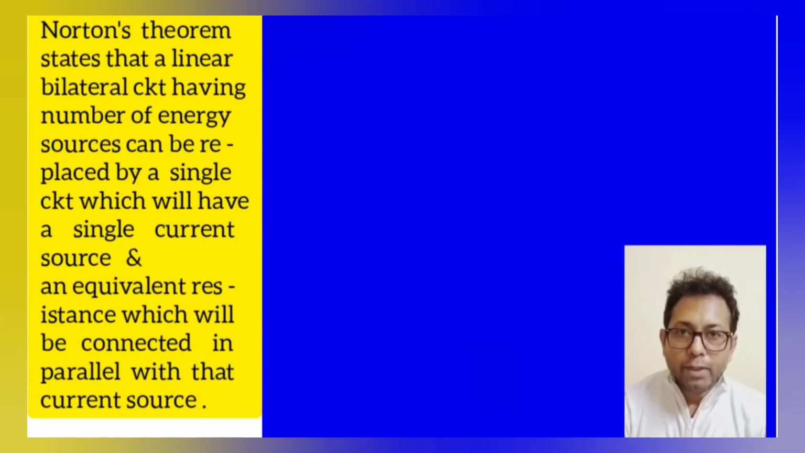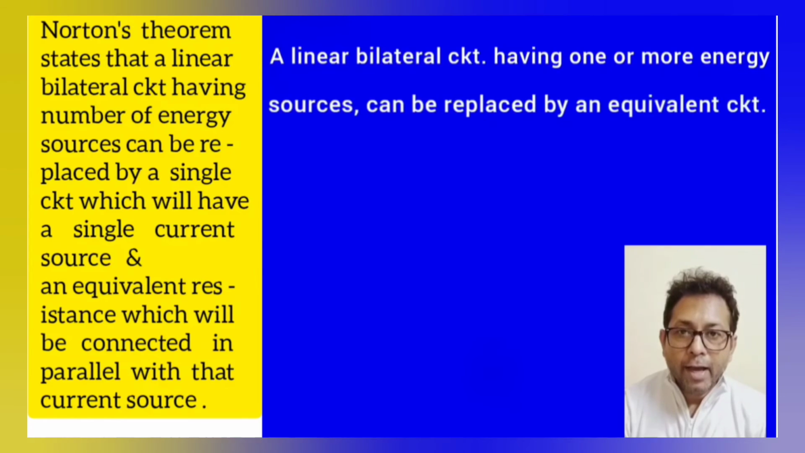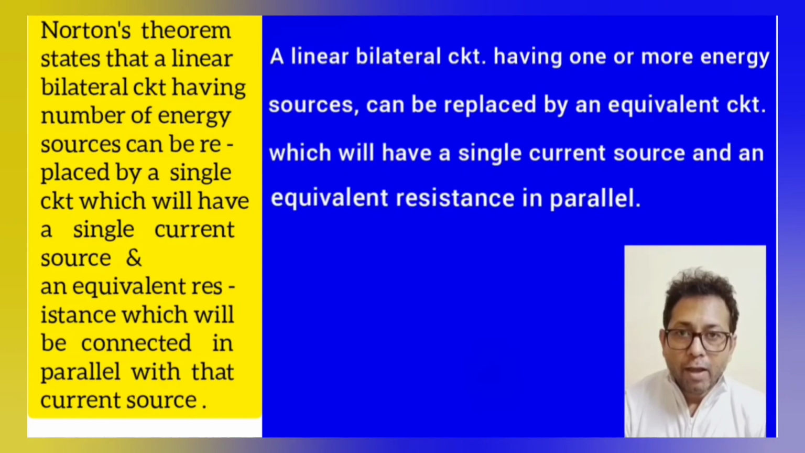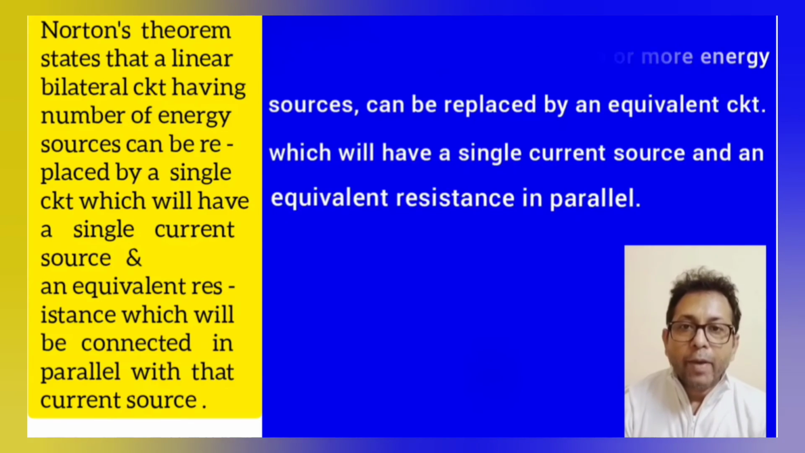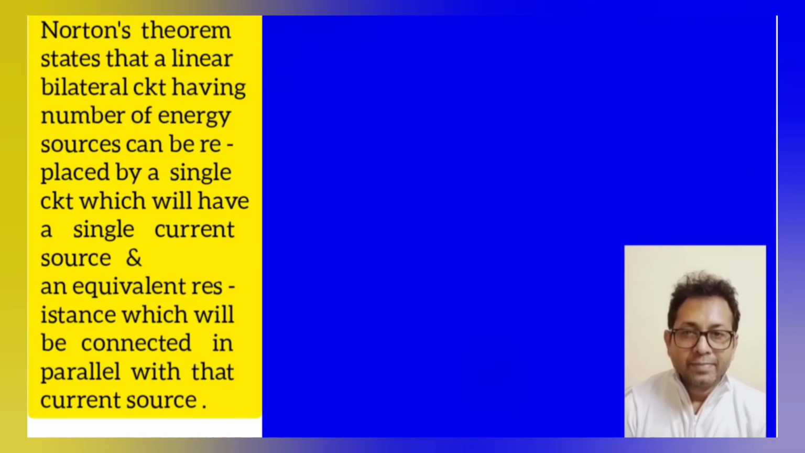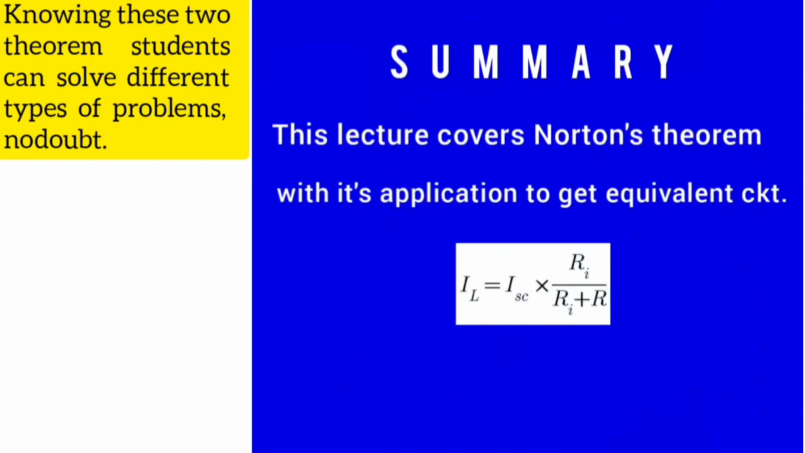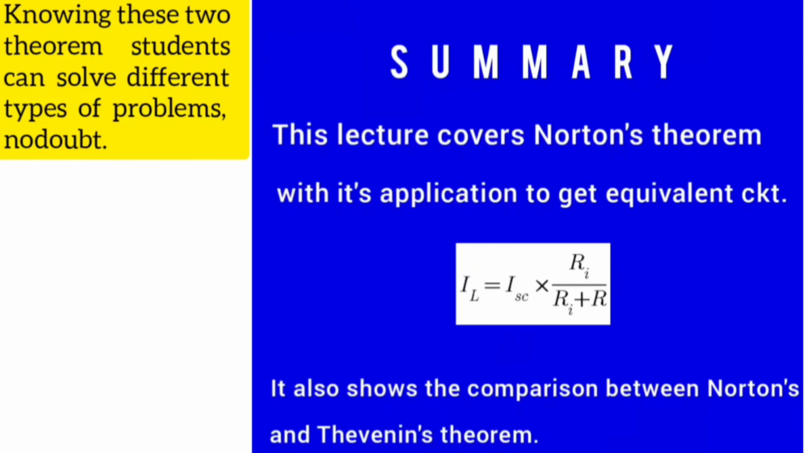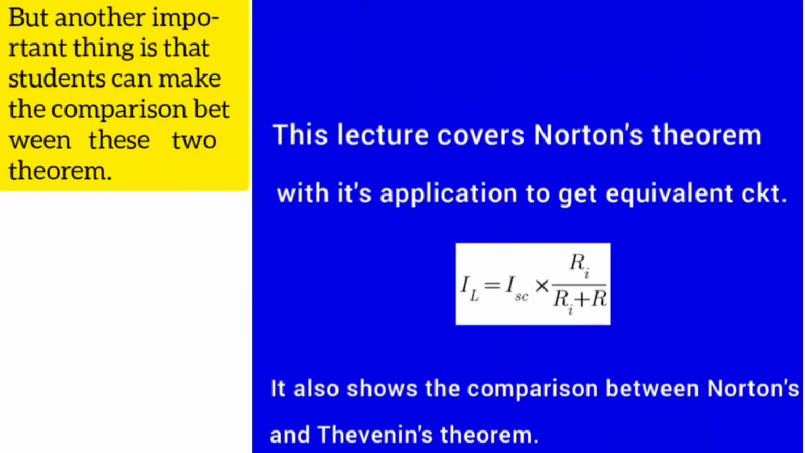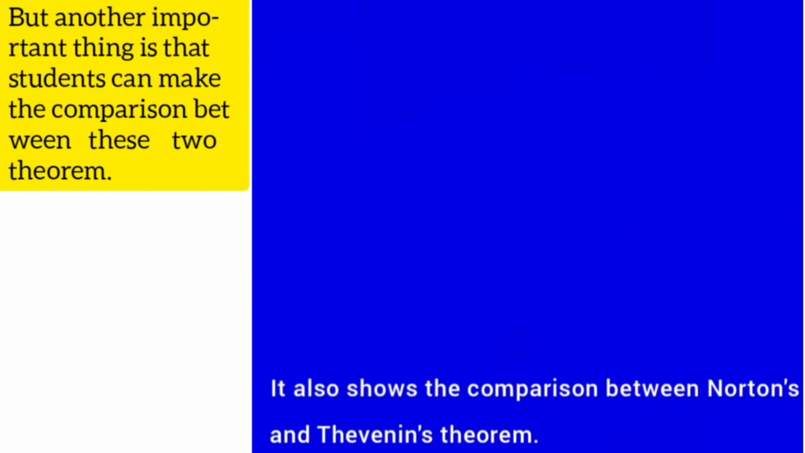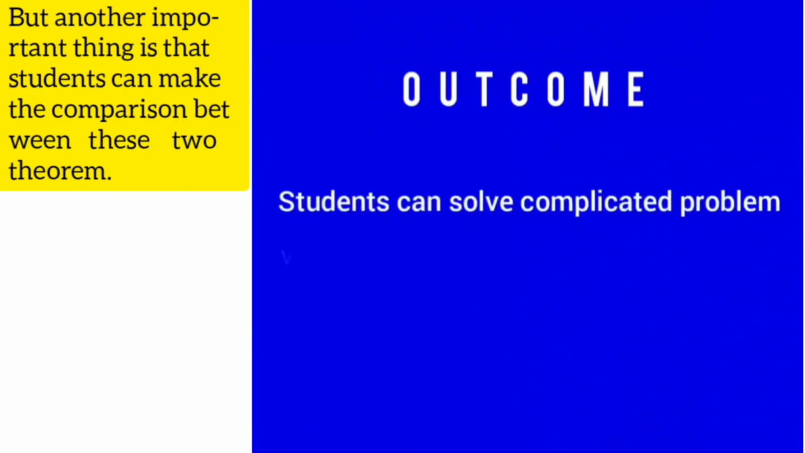Norton's theorem states that a linear bilateral circuit having a number of energy sources can be replaced by a single circuit which will have a single current source and an equivalent resistance connected in parallel with that current source. Knowing these two theorems, students can solve different types of problems, no doubt. But another important thing is that students can make the comparison between these two theorems.